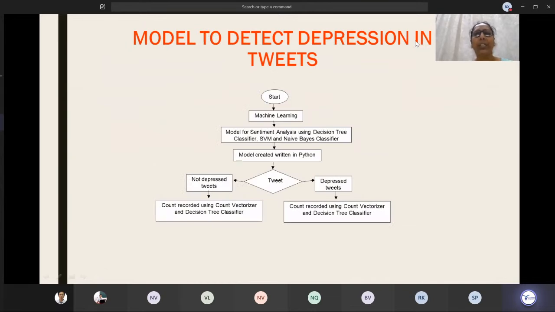This flowchart shows the model to detect depression in tweets. So we are using machine learning created for sentiment analysis using decision tree classifier, SVM, and naive Bayes classifier. The model created is written in Python. The model tests the tweet. If it is a depressed tweet, the count is recorded using the count vectorizer and decision tree classifier. And if it is not a depressed tweet, then the count is recorded again using the count vectorizer and decision tree classifier.